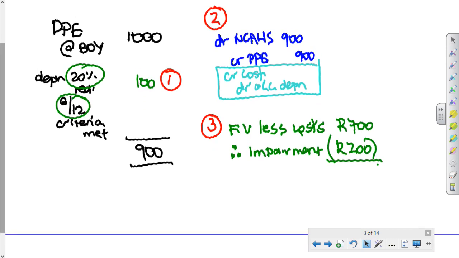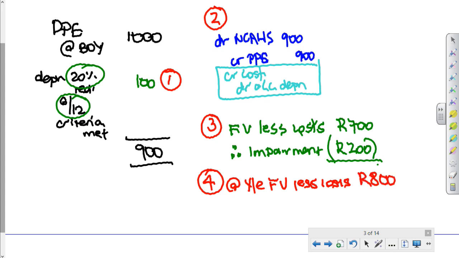And when year end comes around, I check fair value again at year end. And let's assume at year end, fair value less costs is 800. Now I can reverse impairment, isn't it? Reverse impairment, and how much impairment can I reverse? I can only reverse a maximum of 200, isn't it? So I can reverse impairment of 100.